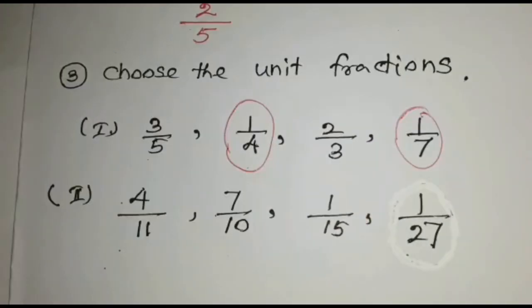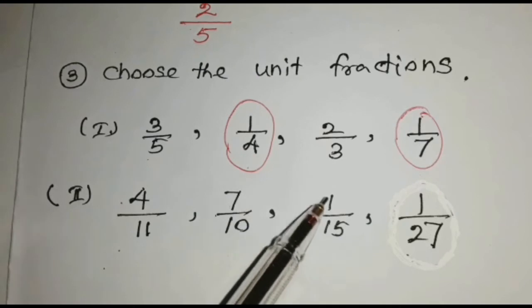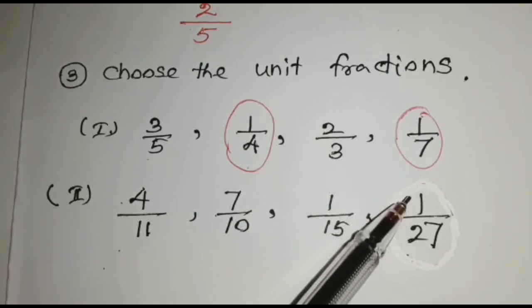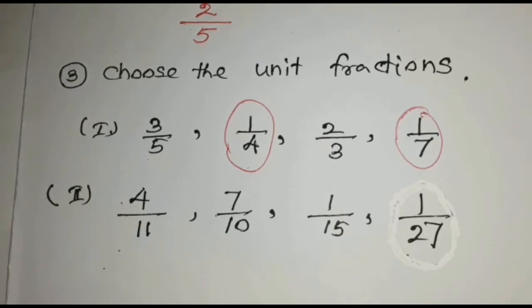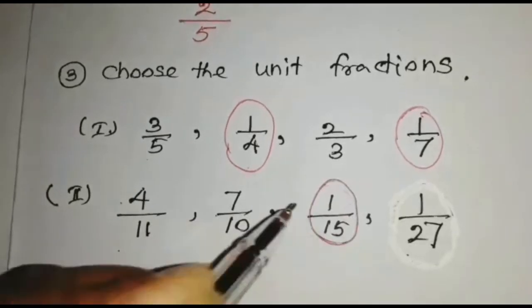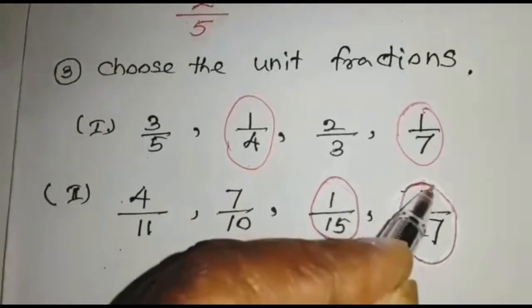See the last one, 4 over 11, 7 over 10, 1 over 15 and 1 over 27. Here unit fractions are 1 over 15 and 1 over 27.